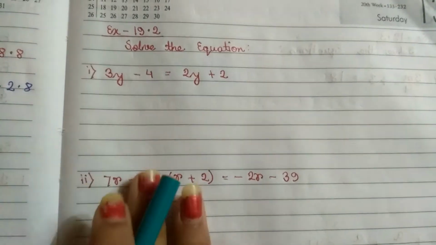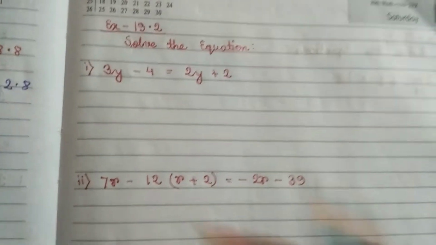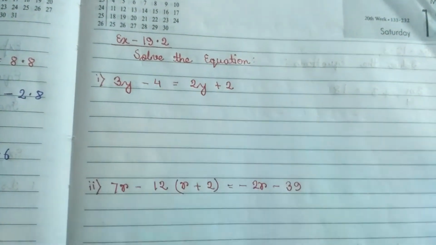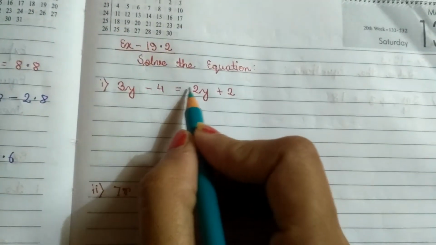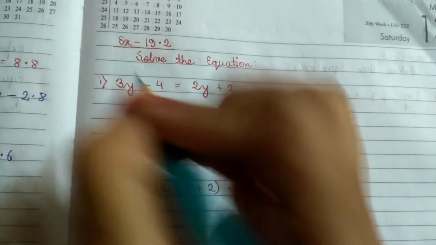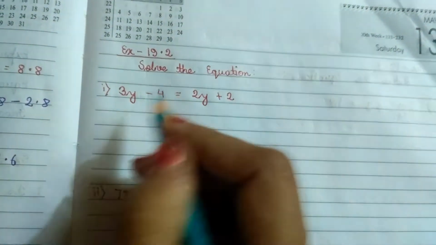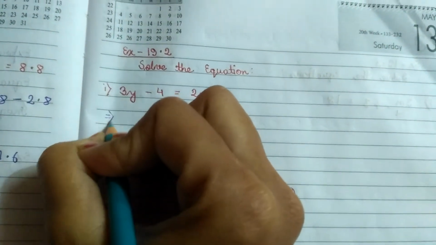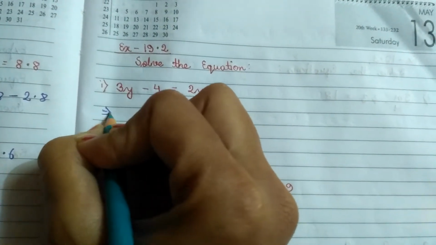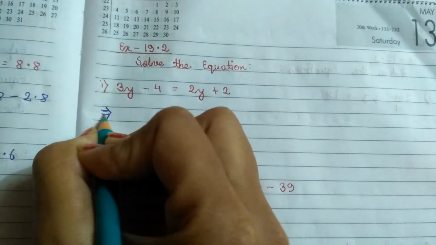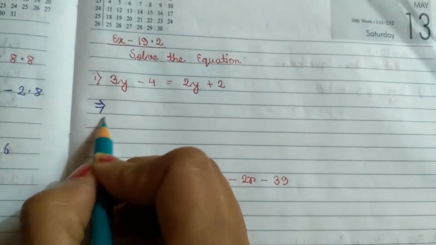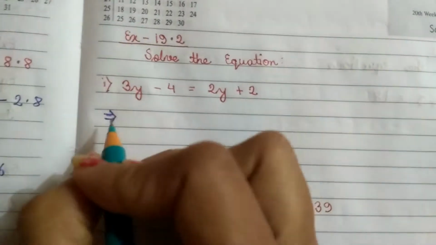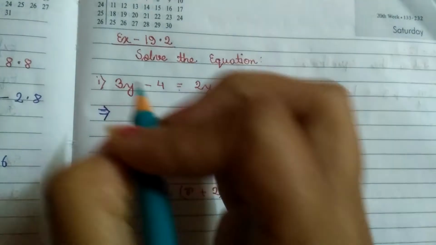We will learn to solve some more equations. Suppose you get 3y minus 4 equals 2y plus 2. That means there is an equals sign and you have to solve it. Both sides have some expression. First, remind students, this sign is called "implies that", and it is only used in equations. In other cases, we will only use the equals sign.